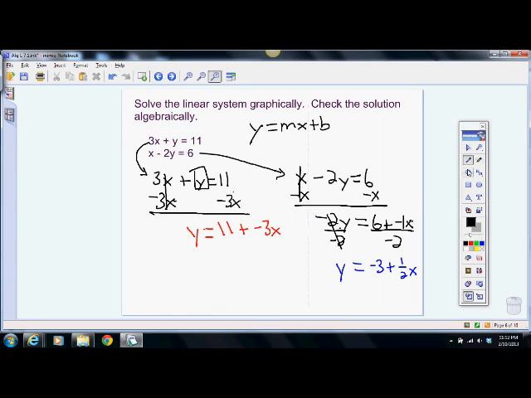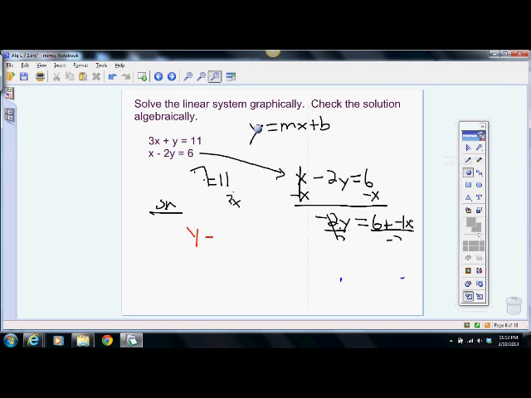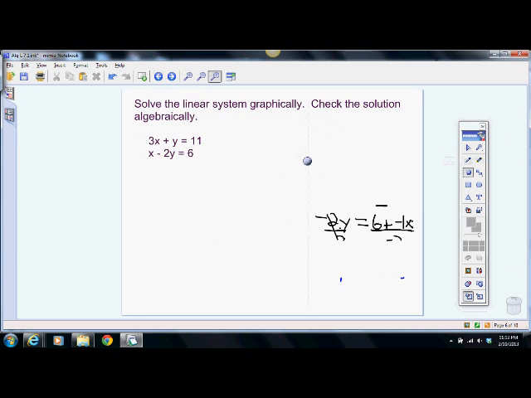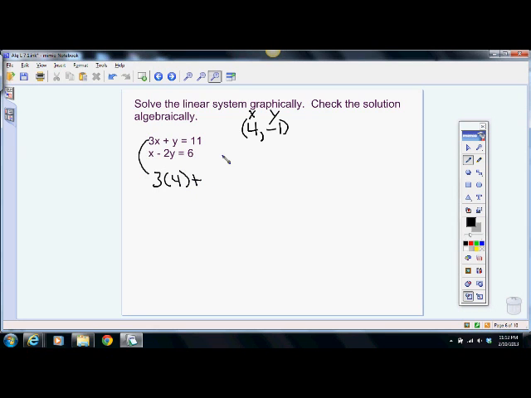So let's double check that. I am just going to erase all this here since we've used it already. We said our solution was the point 4, -1. So let's plug this x value and this y value into our equations. Our first equation here, if we say 3 times 4 plus our y value of -1, that should equal 11. Does it? 3 times 4 is 12. 12 plus a -1 is 11. So we know that point works.